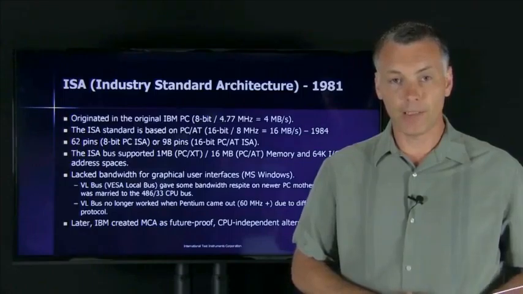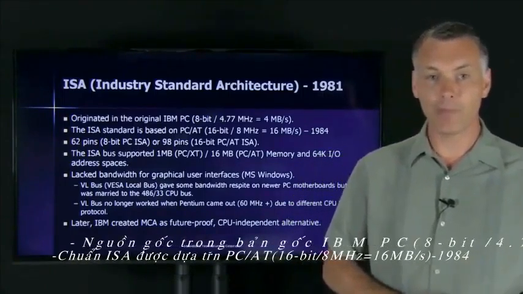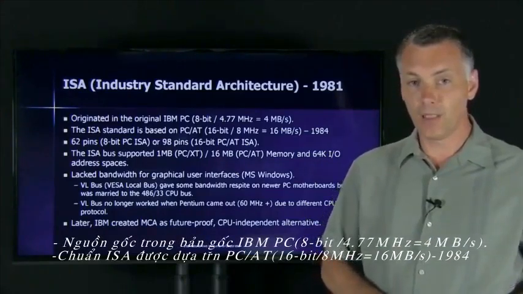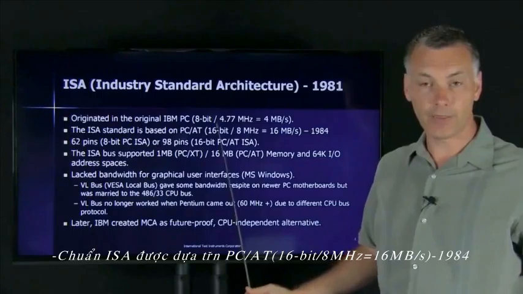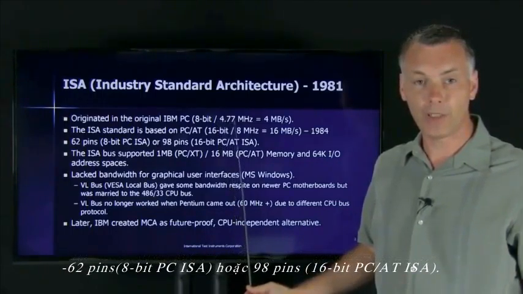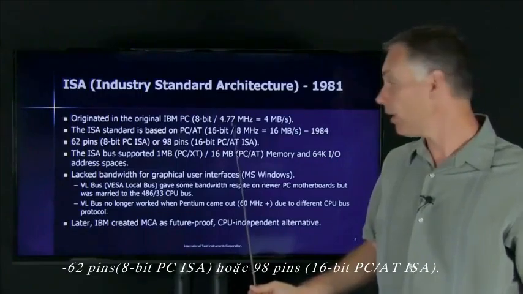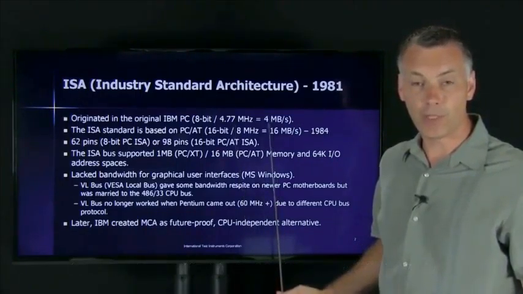It all started back in 1981 when IBM created the original IBM PC. That machine used an Intel 8088 CPU running at 4.77 megahertz, which resulted in the blazingly fast I/O bandwidth of 4 megabytes per second.